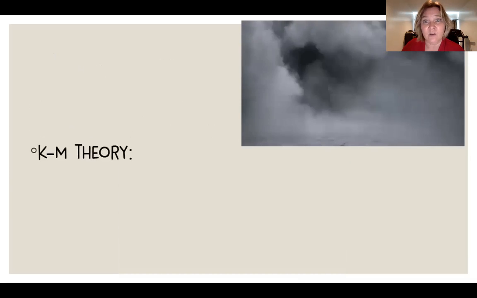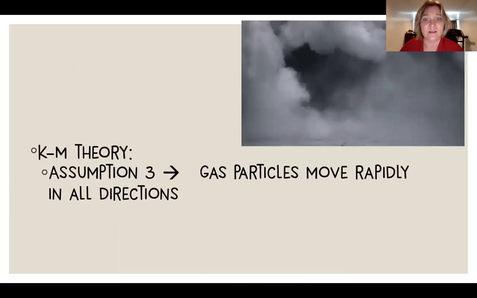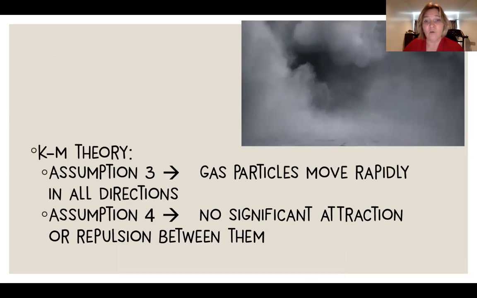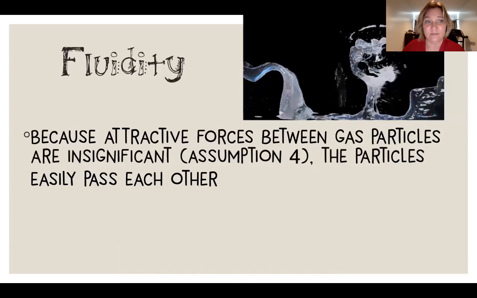So the KM theory assumptions that apply here are assumption number 3, that gas particles move rapidly in all directions, and assumption number 4, that there's no significant attraction or repulsion between them. That's expansion. The second property is fluidity.